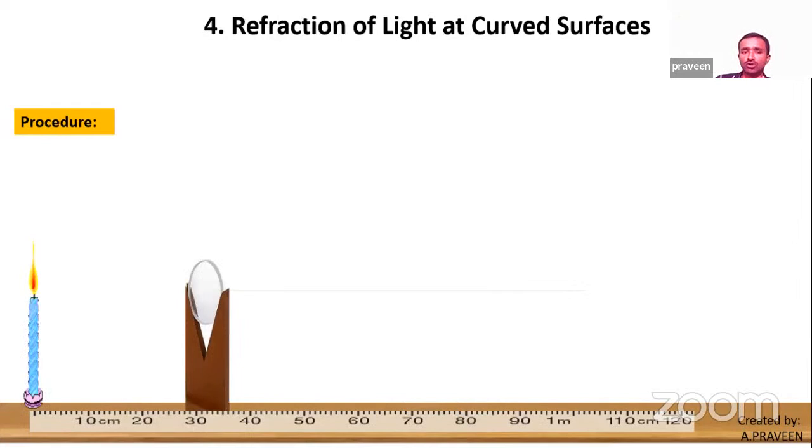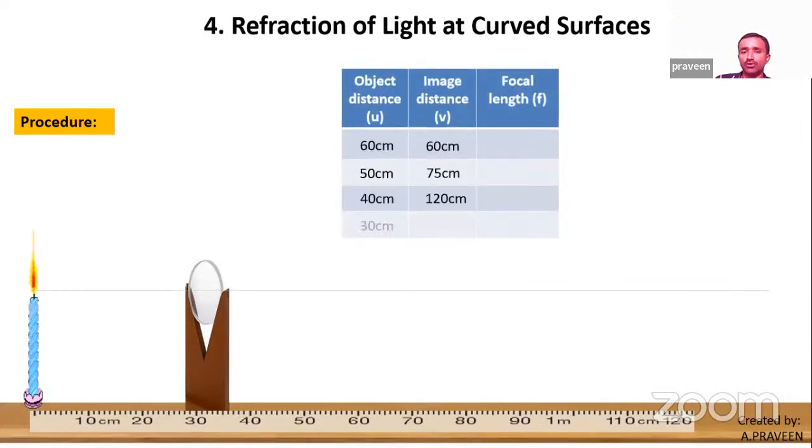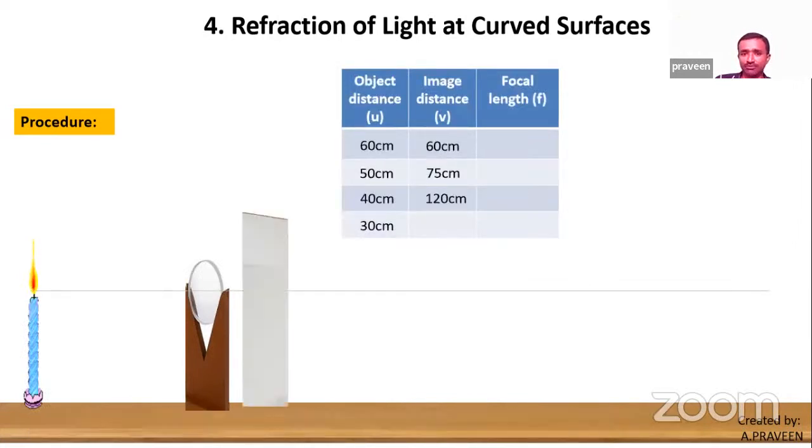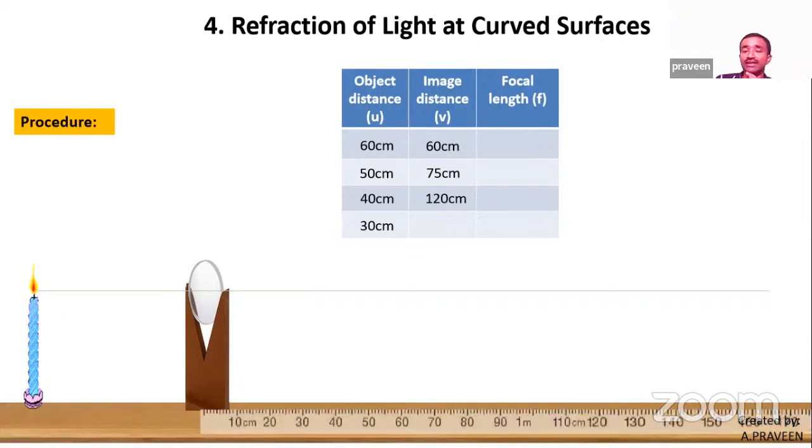Then again, note down the value in the table. Move your screen slowly away from the lens. Then observe. No image. So again, I am trying to move away from the lens slowly. Do you find any image? No image. So in this case, try to observe the image on the surface of the lens, on the same side as the object. Then you cannot find any image. So we can write that as no image.